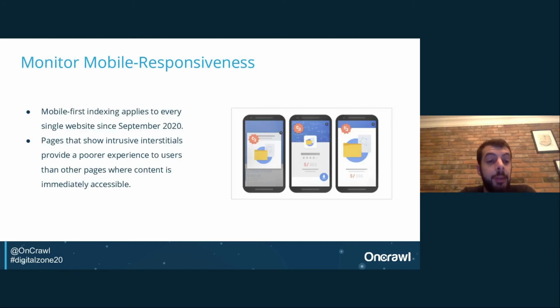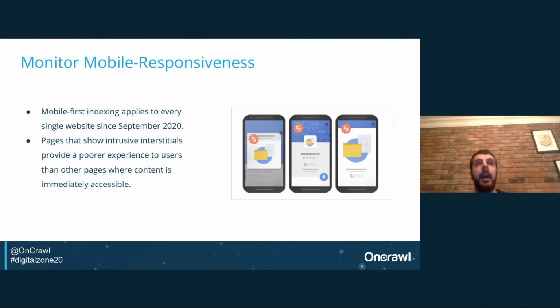Then you should monitor mobile responsiveness. Mobile-first indexing applies to every single website since last month. And pages that show intrusive interstitials provide a poorer experience to users than other pages where content is immediately accessible.